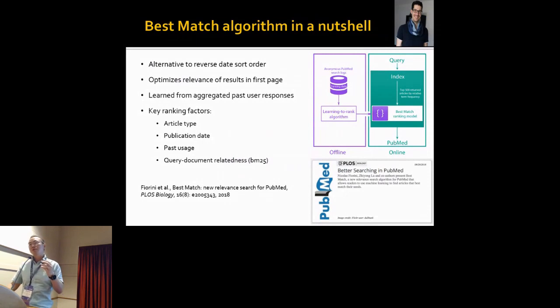So we want to bring the most relevant articles to where the most user action is, which is the first and second page of the search results. We investigated a number of different techniques, and eventually we decided to use a machine learning technique for information retrieval known as learning to rank.